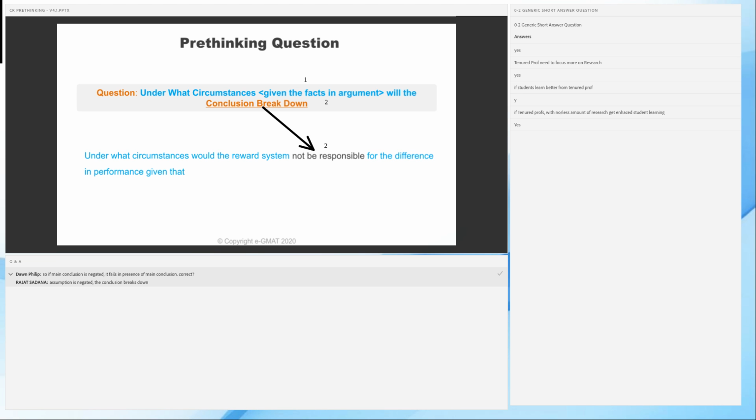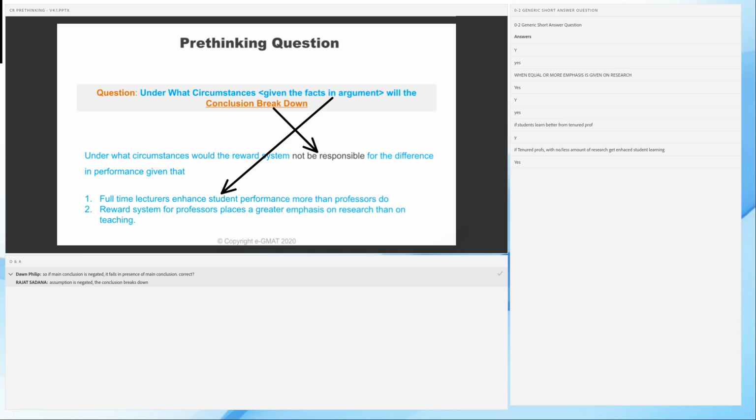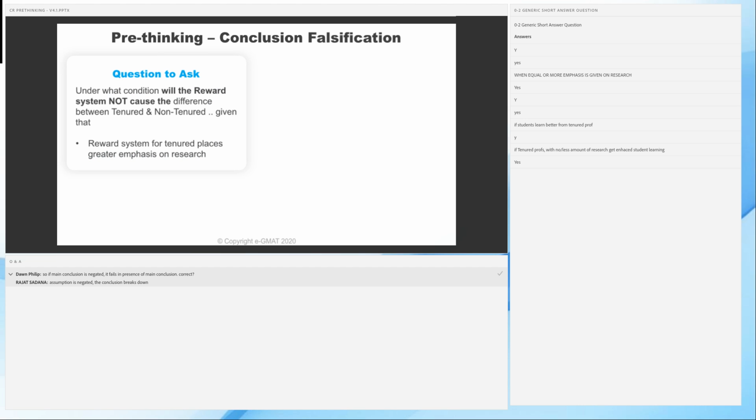Given that, now we have to translate the facts in the argument. So the facts in the argument lead to this: full-time lecturers do a much better job than professors do. The reward system for professors has a higher emphasis on research, 70% on research and 30% on teaching. So under what circumstances can we not blame the reward system given these facts?